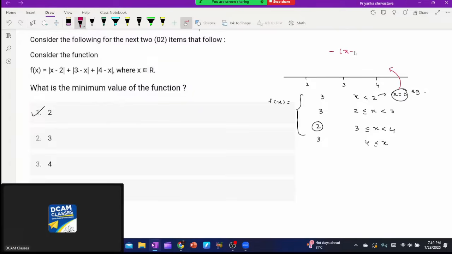Minus of x minus 2. 3 minus x will be positive, so it will be 3 minus x. 4 minus x is again positive. So, minus x plus 2 plus 3 minus x plus 4 minus x. What is this?